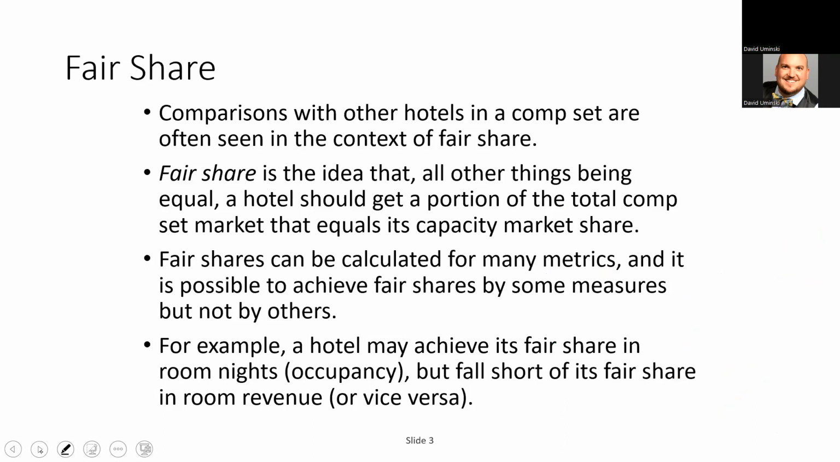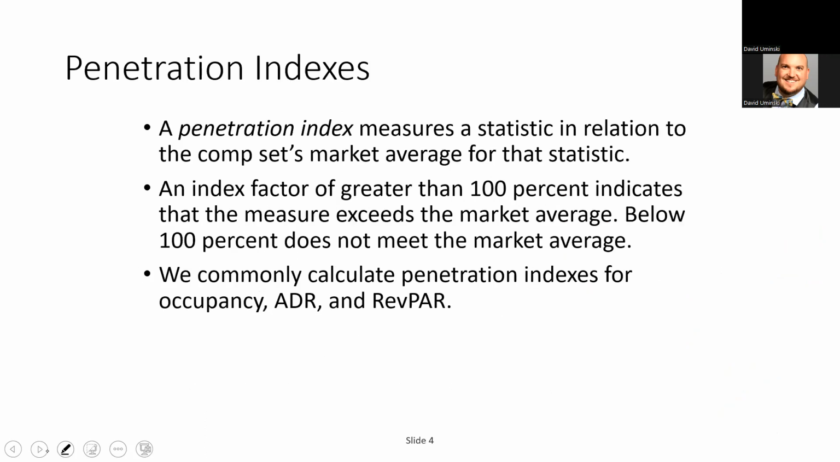Okay, so in column number 5, we're looking to see, does the percentage match the percentage in number 3? And if it does, or if it's higher, that means I got more than my fair share. Then we're going to look at penetration indexes.